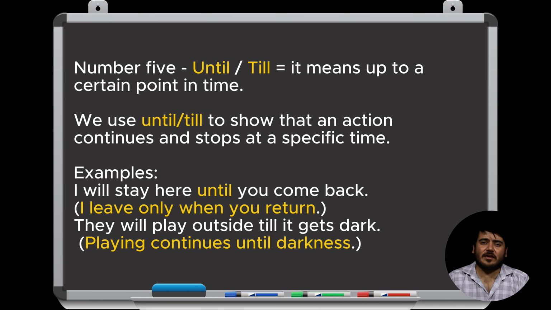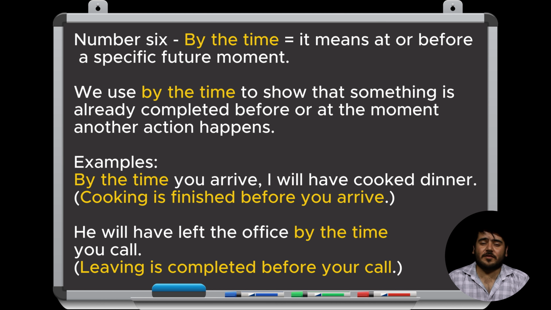Number 5, until or till. It means up to a certain point in time. We use until or till to show that an action continues and stops at a specific time. Examples: I'll stay here until you come back. It means I leave only when you return. They'll play outside till it gets dark. Playing continues until darkness.